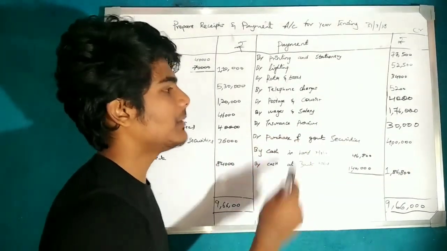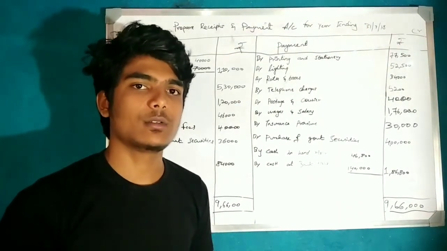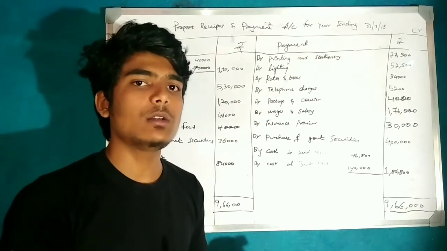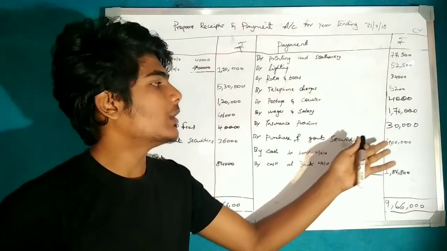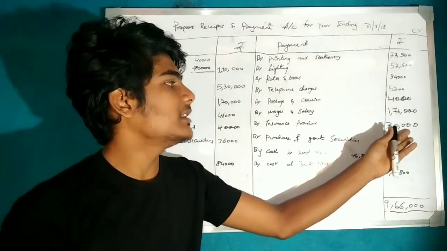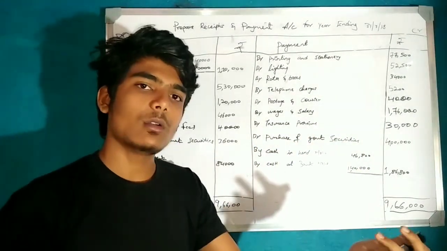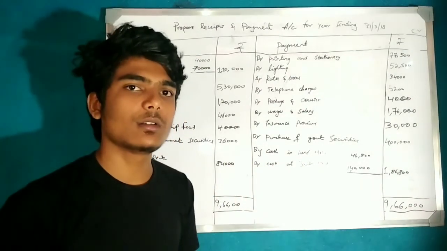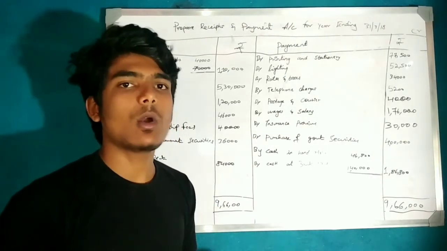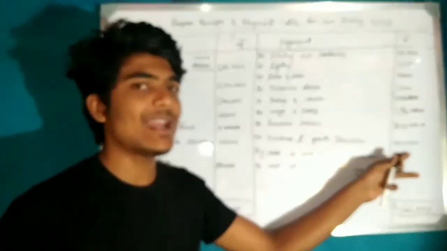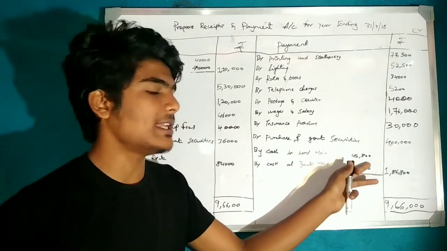By insurance premium. For example, you have applied for life insurance. Monthly you have to pay the premium, right? It's nothing but insurance premium. It belongs to the credit side, payments, is rupees 30,000. By purchase of government securities. You have purchased the government securities, so you have to pay the amount fixed by the community or others, is rupees 4 lakhs. By cash in hand as on 31st March 2018 is rupees 46,800.